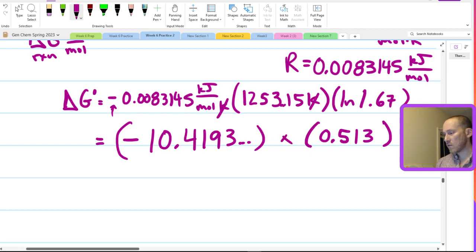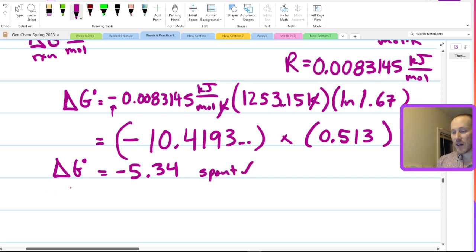times the natural log of 1.67, which is 0.513, equals negative 5.34, which was the delta G. So this is spontaneous. And they weren't asking us that, but I just instinctively answer that. Anyway, it is spontaneous. And that is the delta G for that reaction.